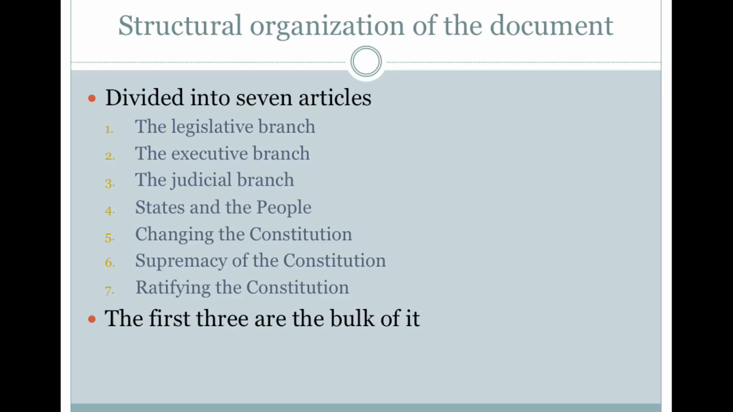The document is divided into 7 articles. Number 1 deals with the legislative branch. Number 2 deals with the executive branch. Number 3 deals with the judicial branch. These 3 are the bulk of the document.